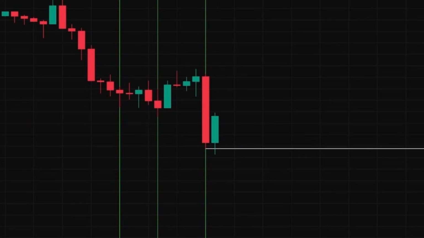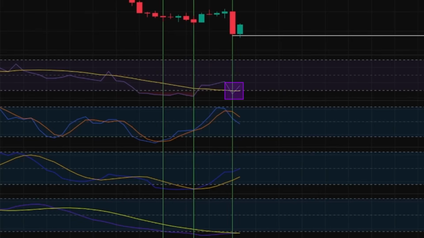Actually, you could have stopped out right at this candle too, since you guys are beginners. But RSI barely moved here, right? So if you decided to give it a little more room, actually, it's still the same.